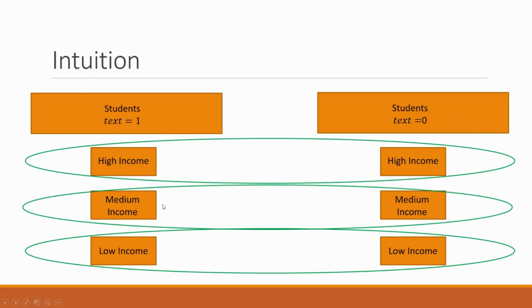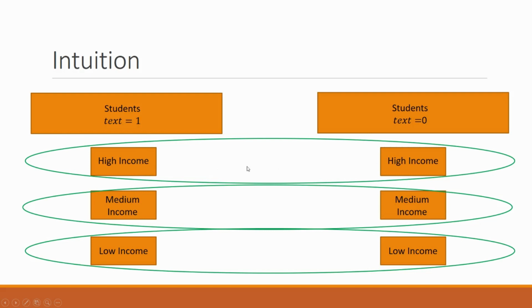And then instead of comparing the entire sample of these students to the entire sample of these students, instead we're just going to compare the students that are comparable. We're going to compare the treatment students that have high income to the control students that have high income. We'll compare the treatment students that have medium income to the control students that have medium income, and so on. So we match students that have similar characteristics.